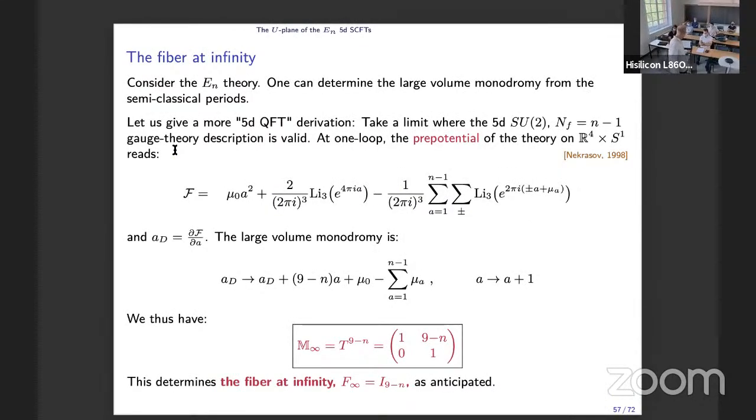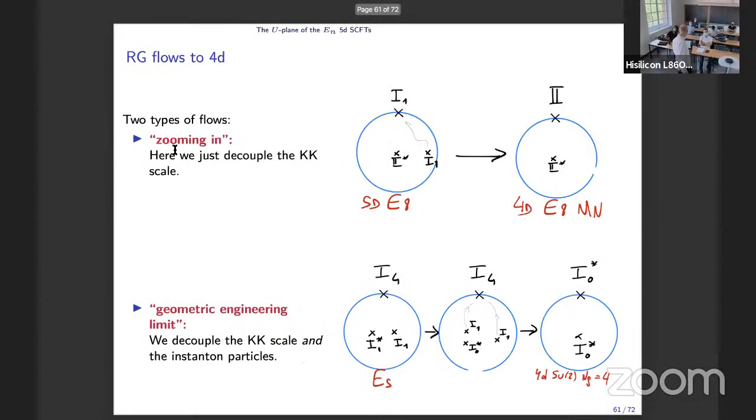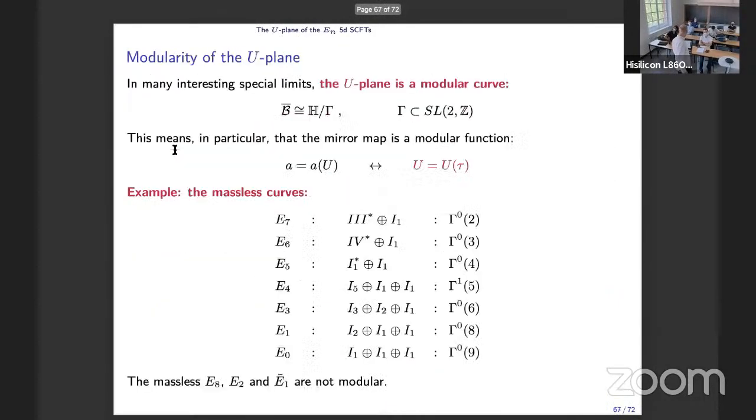Let me just check one little point I said earlier. The claim was that the 5D theory on a circle had an IN singularity at infinity, similarly to the 4D case, that can be determined using semi-classical arguments. So there is a one loop potential. You just need to resum some KK modes, but otherwise it's like a one loop potential. So instead of having some log in 4D, we have some trilog in 5D on the circle. But from that, you can already compute the monodromy at infinity and confirm that it's T. And yeah, so from that you can play many games, but I gave the gist of it.